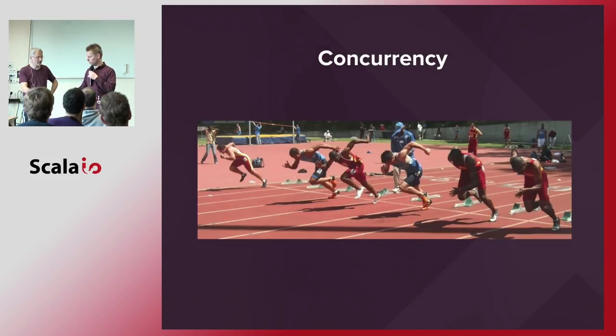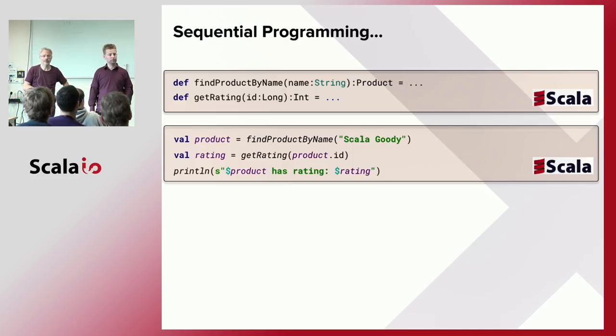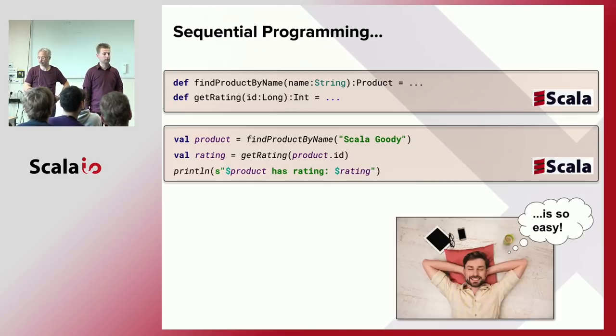So now we go into the new parts. Yes, and I personally think that's the most interesting part that makes Kotlin stand out. Here are some examples with some methods that do simple stuff. As long as things are sequential, it's a piece of cake, right? So we find a product by name, we get a product, we get its rating, and all is fine and dandy.